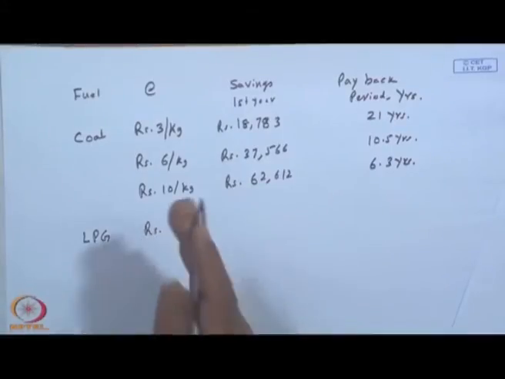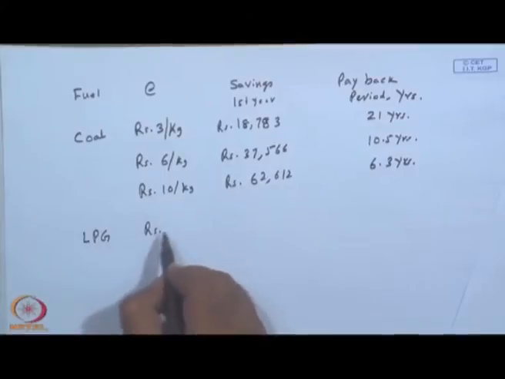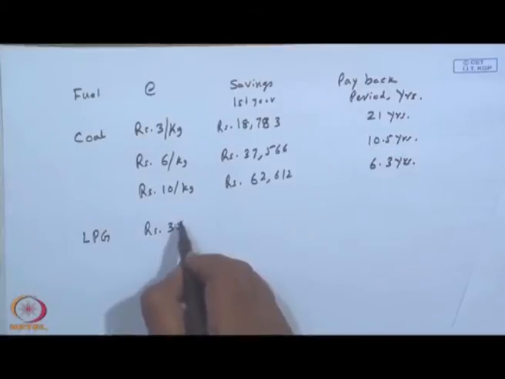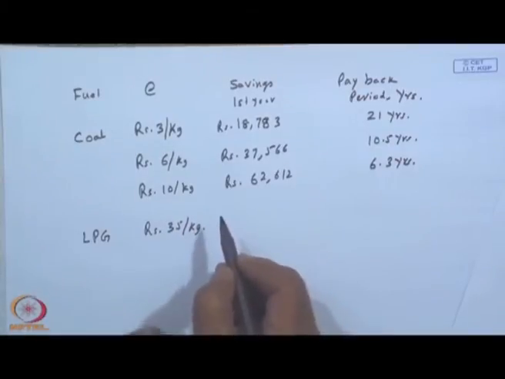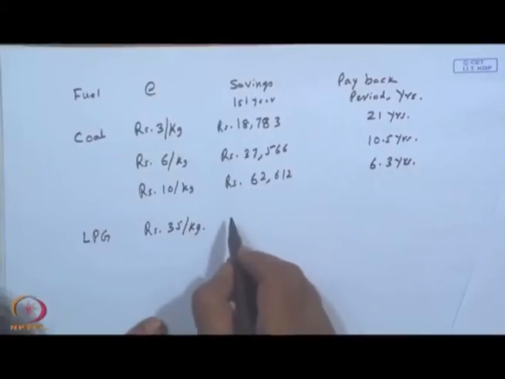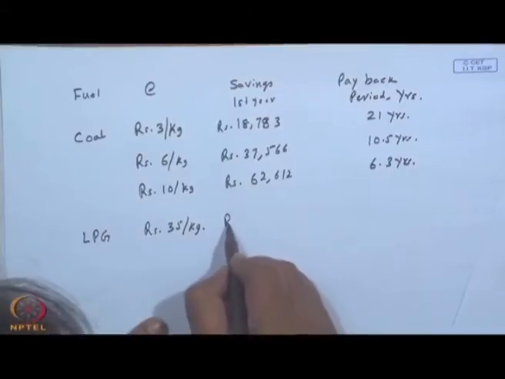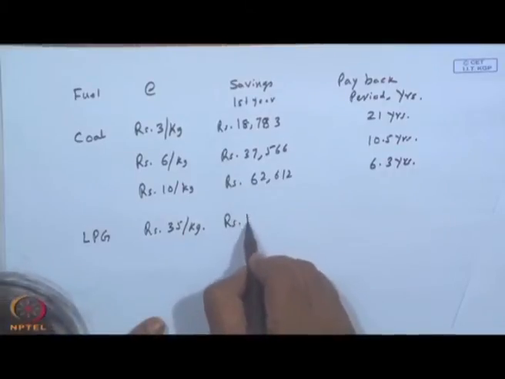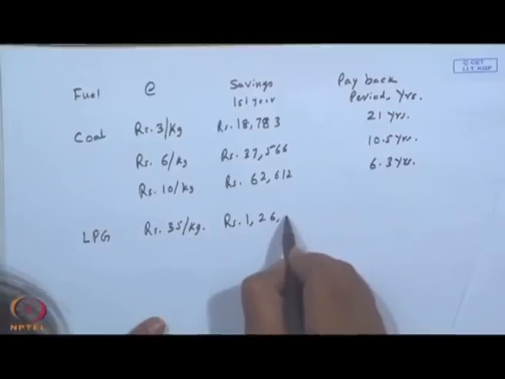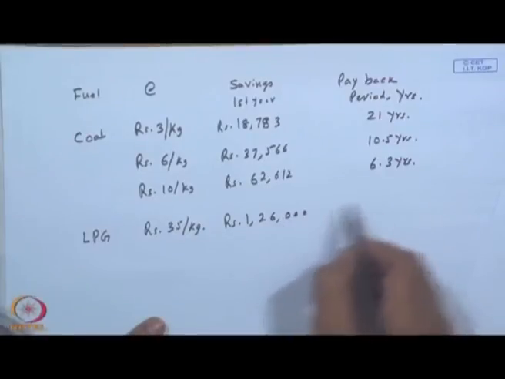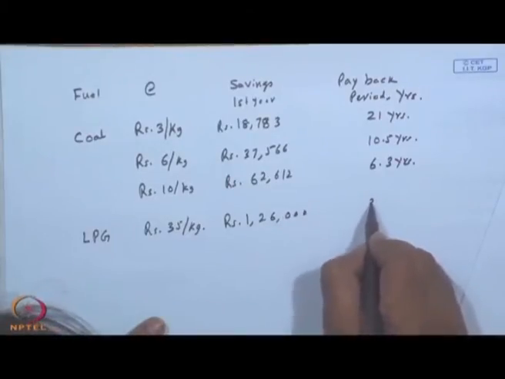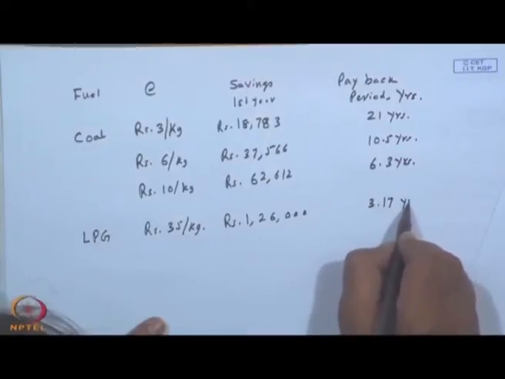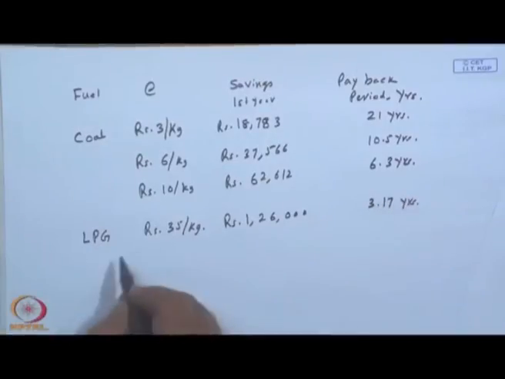For LPG, this is about 450 rupees per cylinder. Of course, there is a recent hike for the first 6 cylinders and the next 7th and onwards. I do not know whether it will be the 6th one or the subsequent one. So, I took 35 rupees a kg, and this will come to Rs 1,26,000, and this comes to 3.17 years, quite reasonable.